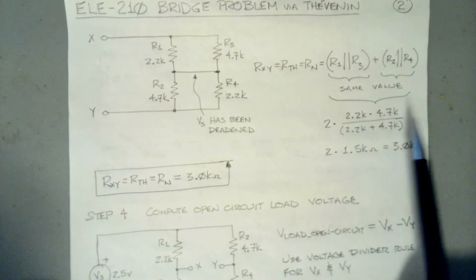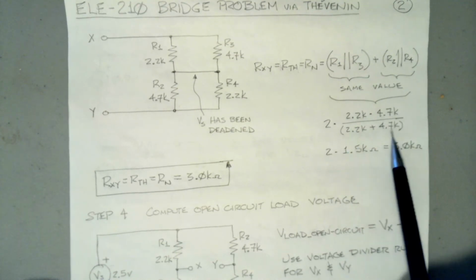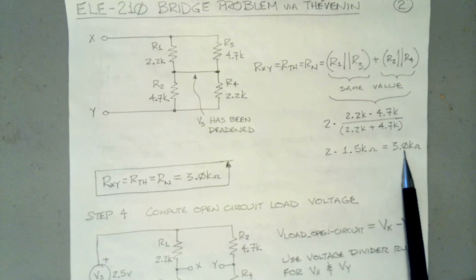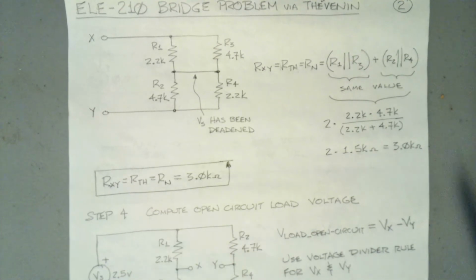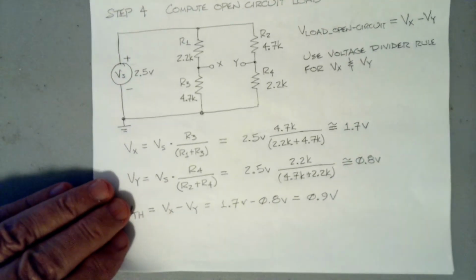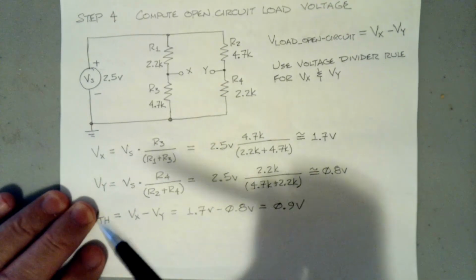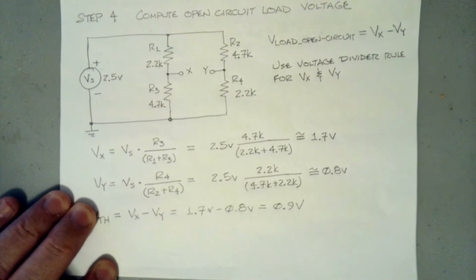And when you do 2.2 times 4.7 divided by 6.9, their sum, you'll wind up with 1.5K. We're going to have two of those, so it's going to be a 3K R Thevenin. So RXY equals R Thevenin equals R Norton equals 3K. Great. Now, if you remember in step 4, we put the source back in, leaving the load out still, and we compute the open circuit load voltage.